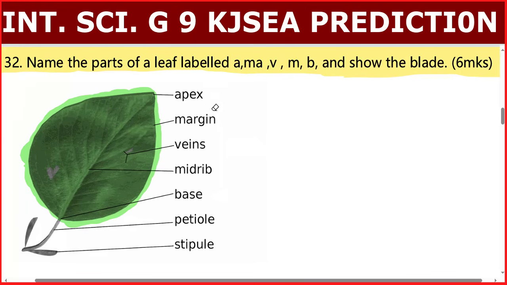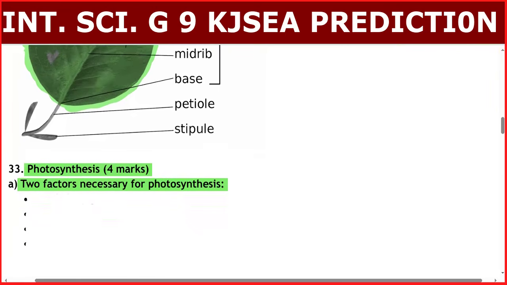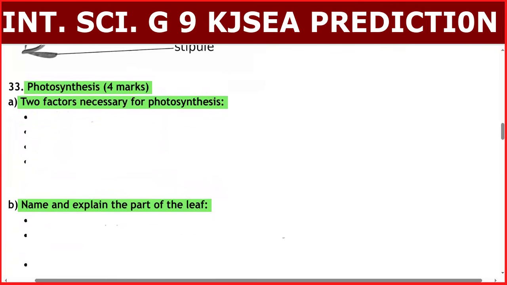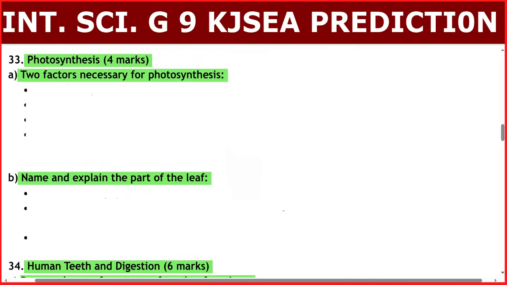Then remember, this is what we call the blade. So that is the blade: the apex, margin, veins, midrib, and the base. They form what we call the blade of the leaf. All right, next, we go to photosynthesis, the process by which plants make their own food.